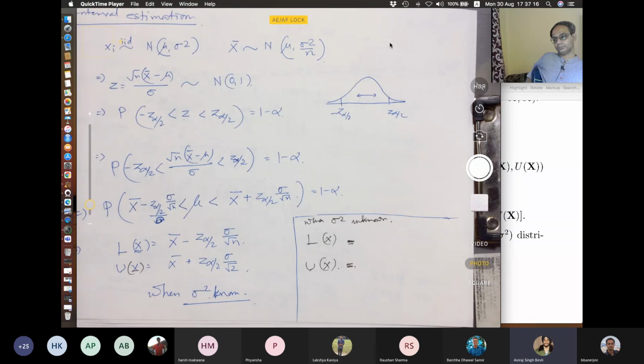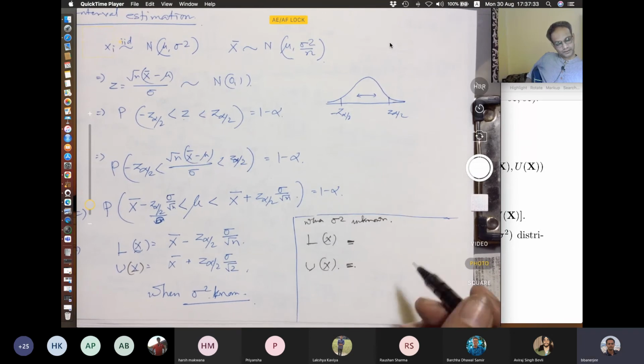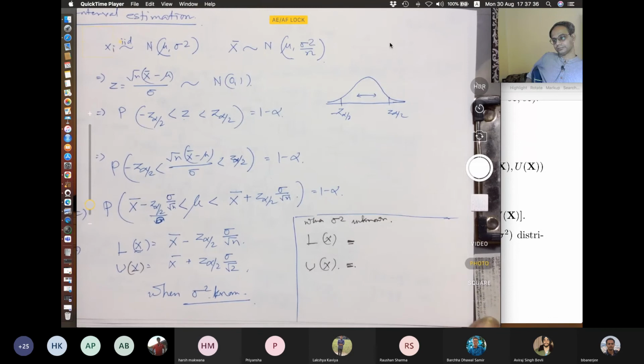Sir, we'll consider sigma square also as a random variable. So what will be the estimator of sigma square? When it is unknown, you need to estimate it. What will be the estimator of sigma square when xi's are following normal distribution? More precisely, what will be the unbiased estimator of sigma square?